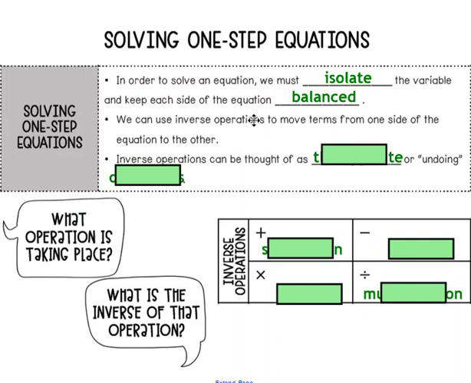We'll discuss inverse operations here shortly if you need a reminder about that. Inverse operations can be thought of as the opposites or undoing operations. So inverse operations are pretty much the opposite operation, all right? And they help us undo certain things in a math problem. So the questions we ask ourselves are: what operation is taking place in the problem? And what is the inverse of that operation?